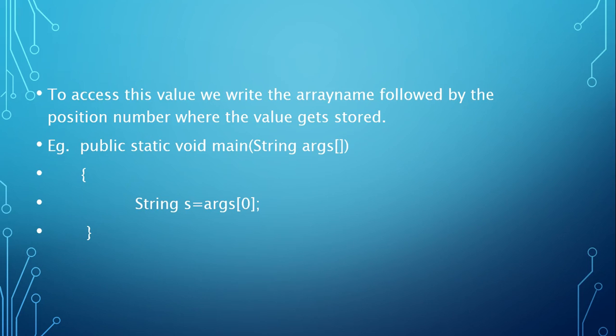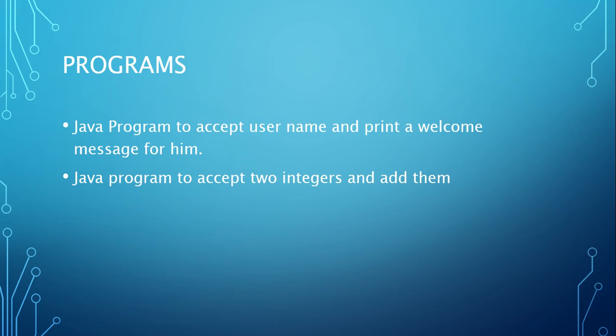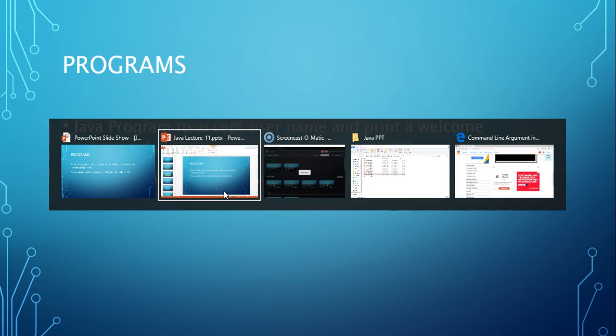So this is the concept of command line arguments, the most basic way by which you can accept values in a Java program. Let's practice this further. So I have two programs given for practice. The first one is where you have to accept the username and you have to print a welcome message for the user. So it will be welcome and the username followed. So first let us do this program.